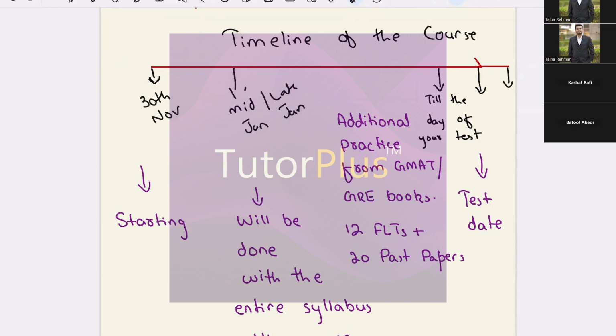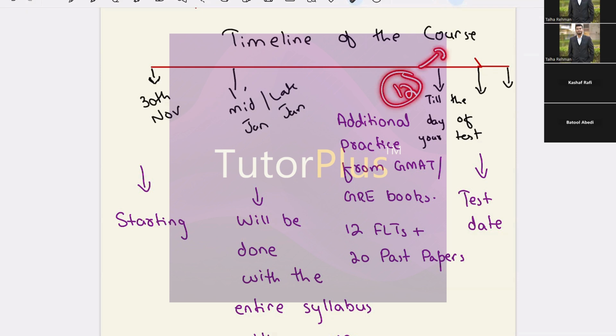So what happens in a full length test is that we take a full scale test, and it's on the same pattern as IBA's test, except that we have our own in-house tests, which are actually harder than the actual IBA test. We have deliberately made them harder than the actual test. So what we do then is that we take a full length test, then we sit down with you, we analyze your mistakes, we discuss your mistakes, and then we tell you what topics you still need to work on before you take the next test. So there are 12 of them.